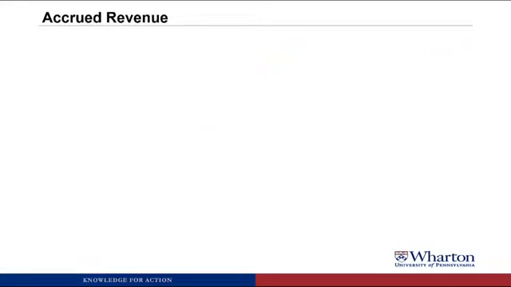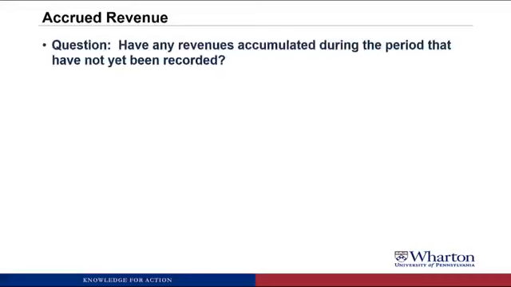Finally, we have accrued revenue. As our poor accountant looks at the TV to watch the ball drop at Times Square, he hurriedly asks himself, have any revenues accumulated during the period that have not yet been recorded, so he can do one more set of adjusting journal entries?